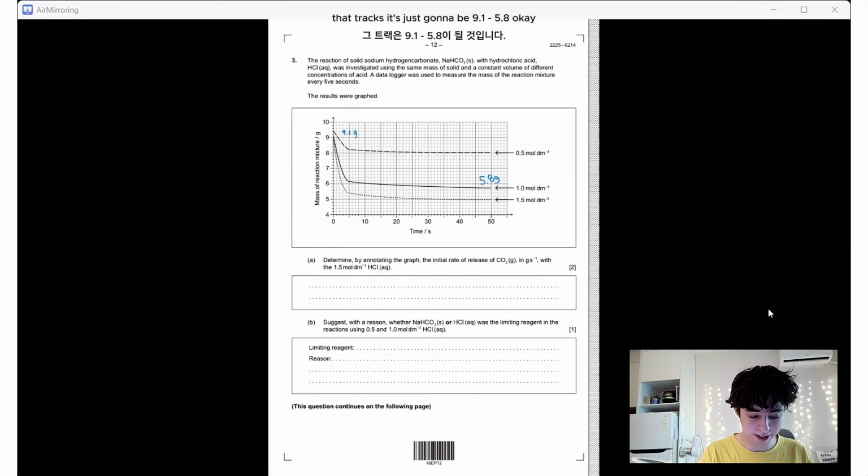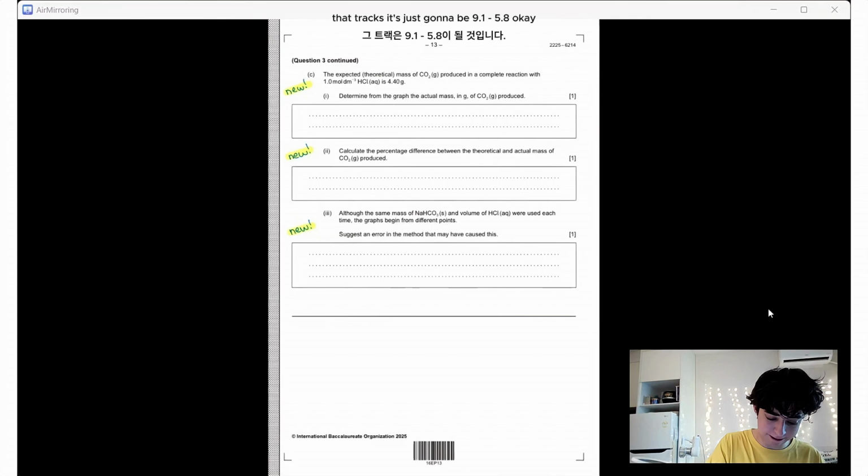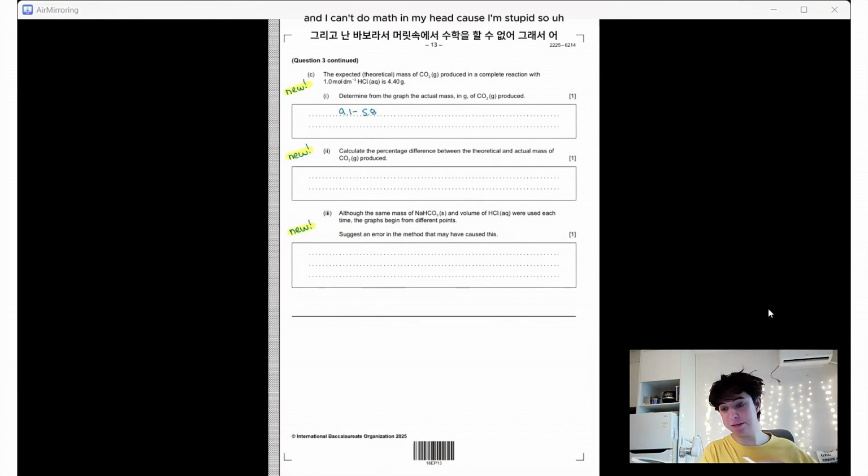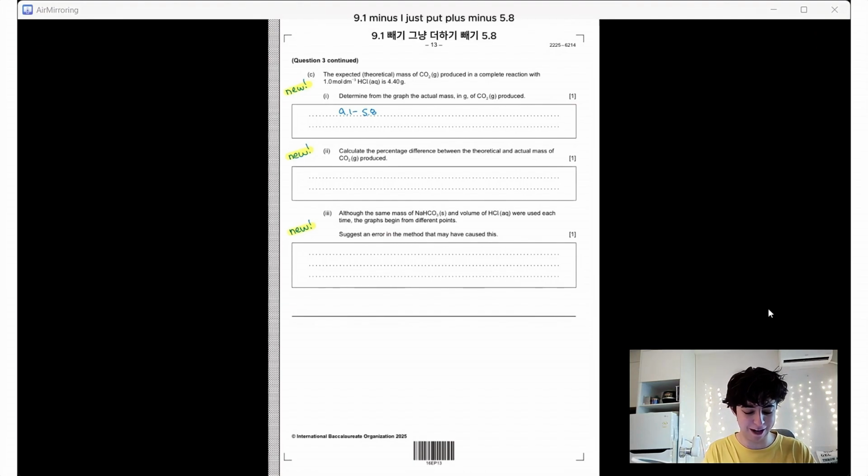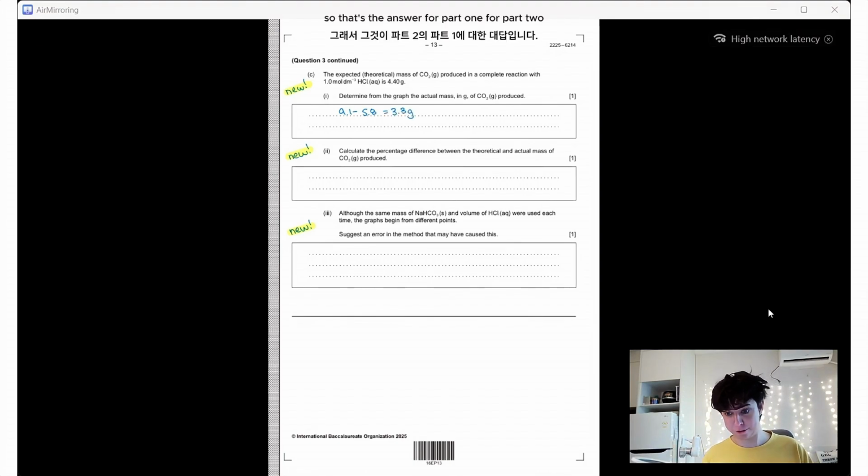5.8 grams, yeah, that tracks. It's just going to be 9.1 minus 5.8, okay? And I can't do math in my head. So 9.1 minus 5.8. So that's going to be 3.3 grams. So that's the answer for part 1.